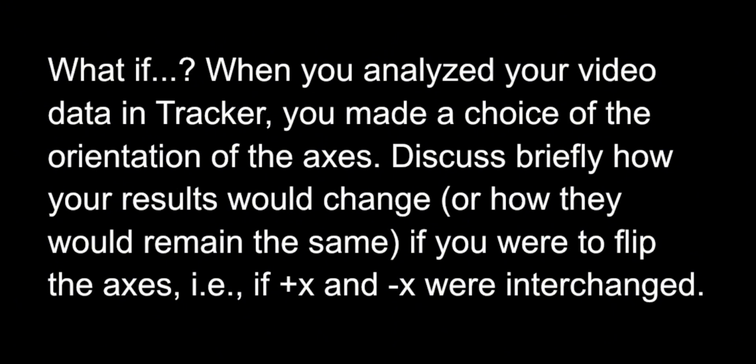If I flip the axes so that positive x and negative x were interchanged, the positions would become negative compared to the original coordinate system, and the velocity would also change signs. But the motion would still be a constant velocity. The graph shape would be the same, just reflected across the horizontal axis. The physics conclusion that the net force is approximately 0 would not change.